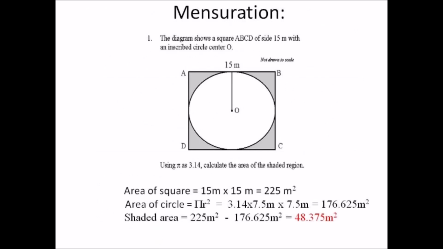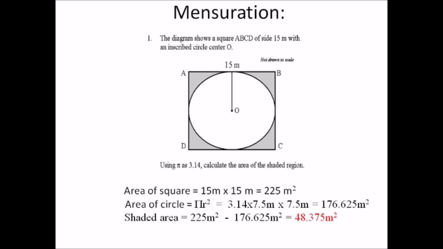Okay, mensuration: you have to figure out the shaded area on the diagram. That's what you have to do for mensuration. And the final answer would be 48.375 square meters. Remember, you have to use square units in order to write your answer.